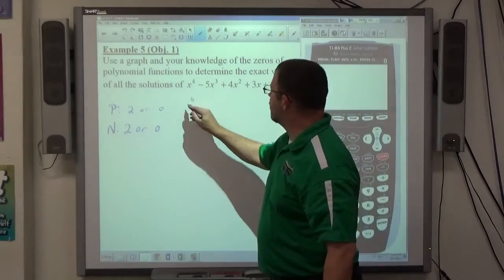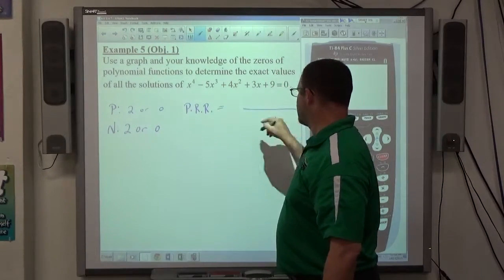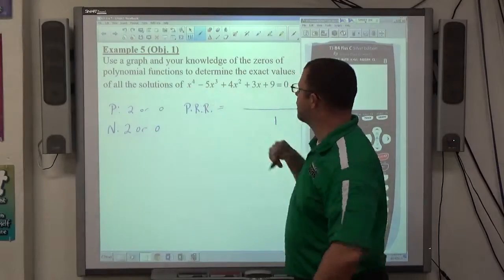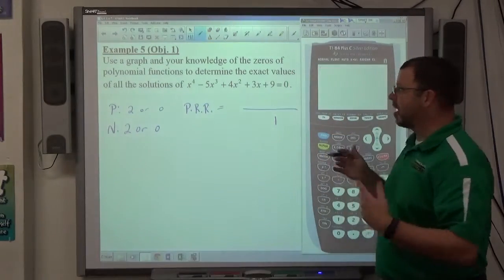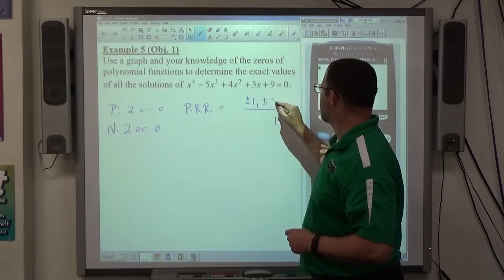If I do my possible rational roots list, it's all over 1, because the coefficients are 1. And there's both positive and negative possibilities here, so I have to put plus or minus on all of them. So plus or minus 1, plus or minus 3, or plus or minus 9.